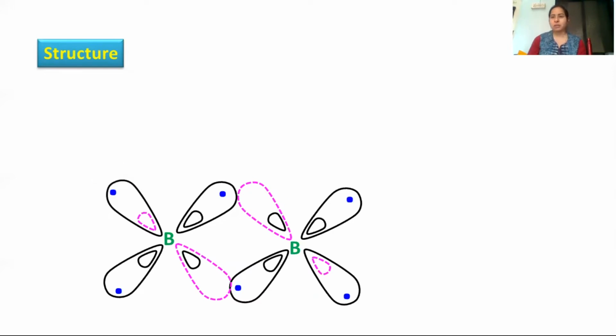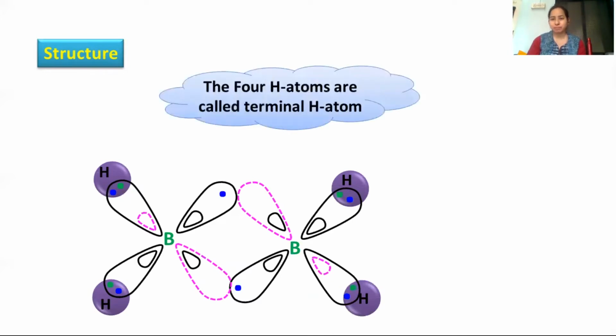Now in B2H6, each boron is going to share 1 electron with a hydrogen atom. When one boron shares an electron with a hydrogen atom, you have 4 hydrogen atoms present at the corner, or at the terminal. We call them terminal hydrogen atoms, and therefore we name them HT. So in diborane, you have 4 terminal hydrogen atoms in this way.